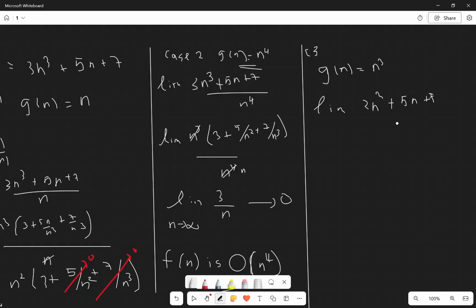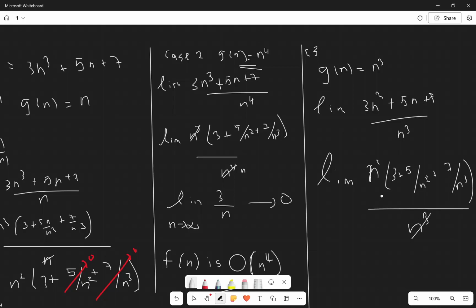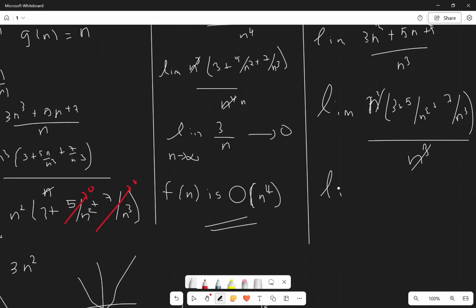That's 7 divided by n cube. If you simplify this, you get another n cube out: 3 plus 5 divided by n squared plus 7 divided by n cube, divided by n cube. So these two cancel out and these two go to 0, therefore you get the limit as n goes to infinity of 3.